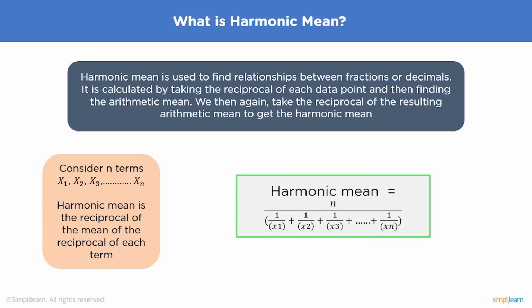Again, let's consider n terms ranging from x1 to xn. To find the harmonic mean, we first take the reciprocal of each one of these terms and then find the mean of the resulting terms. To find the harmonic mean, we first take the reciprocal of each data term. As you can see here, we've taken the reciprocal 1 by x1, 1 by x2, 1 by x3 all the way to xn. We then add up all the reciprocals and divide it by n to get the mean. We take a reciprocal of the mean to get the harmonic mean.